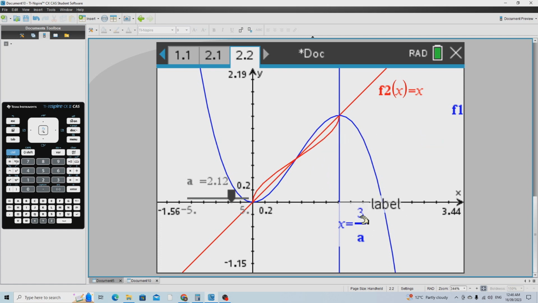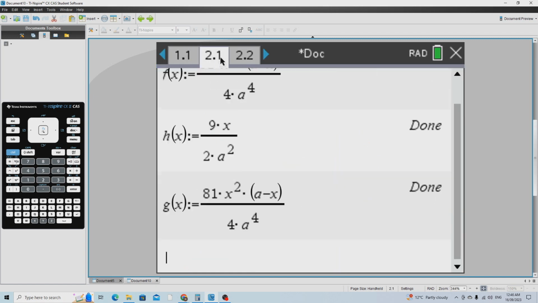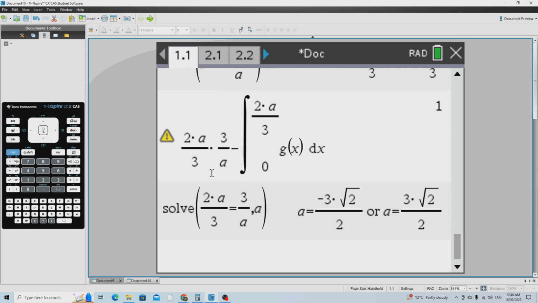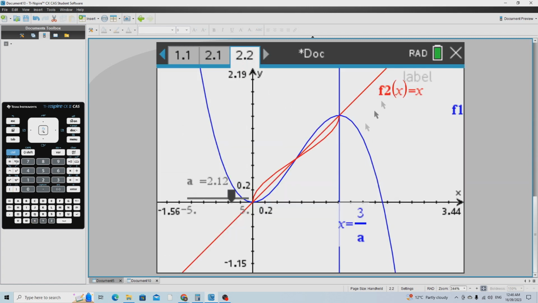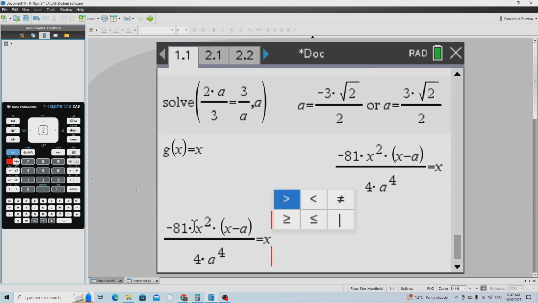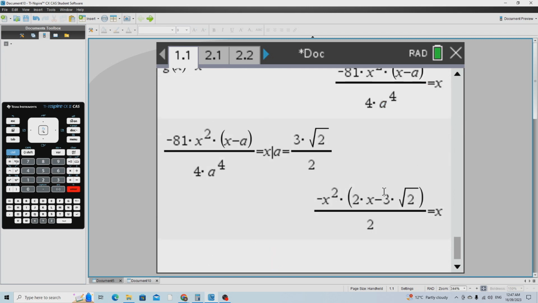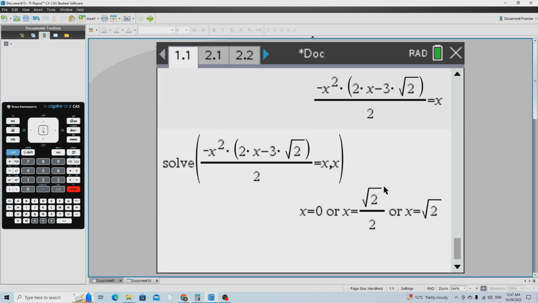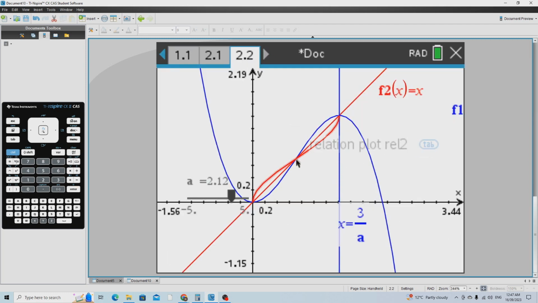But I do know that to calculate this point over here, it crosses x. So what's this graph, the blue graph? G of x. So we can say G of x equals x. And we know we've already been given a value, so we want a to be this value over here. And we want to solve that, comma x. So, okay, it means these are our actual ends. So that's from 0 to this value over here.